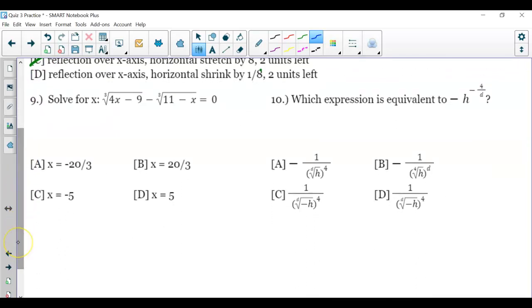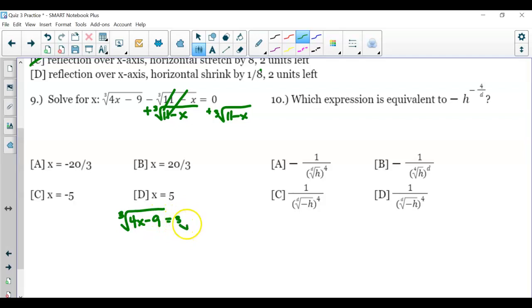Now, question number 9, here we have our equation with the 2 cubed roots. But we can't solve this when the 2 are being subtracted, so we need to move this cubed root over. Well, if it's being subtracted, then we're going to add the cubed root here to both sides. So now by canceling out, we have the cubed root of 4x minus 9 is now equal to the cubed root of 11 minus x. So now we can raise both sides to the third power.